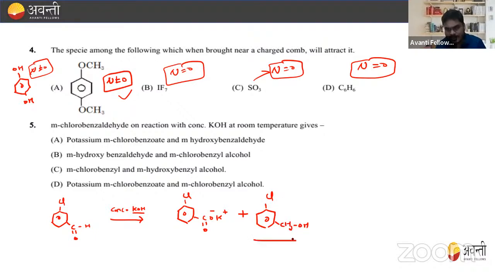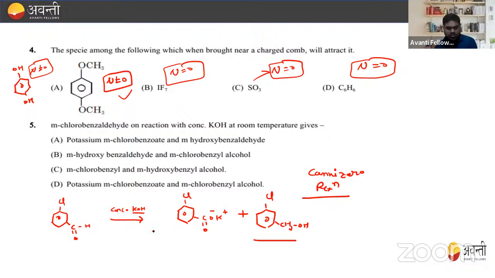So you'll understand this. This is a kind of Cannizzaro reaction, right? In the Cannizzaro reaction, when an aldehyde which lacks alpha hydrogen is treated with concentrated alkali, the formation of alcohol plus the salt of carboxylic acid takes place. So this is basically a Cannizzaro reaction. So when treated with this, the formation of COOK and CH2OH takes place.